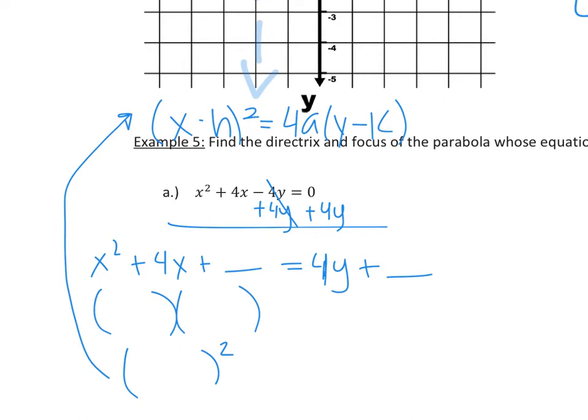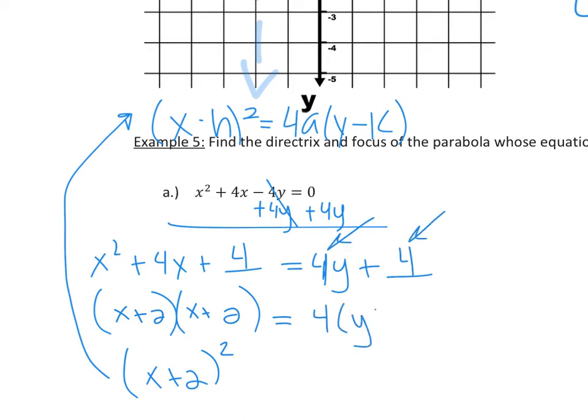Okay? So what's the magic number that adds to 4 that is the same? Which is 2. And then 2 times 2 is 4. Okay, so that's going to go on either side. And then I'll get you the x plus 2 squared. If you notice, there's a 4 in both of these, so that comes out as a GCF, giving you y plus 1. Now you have the form you want.